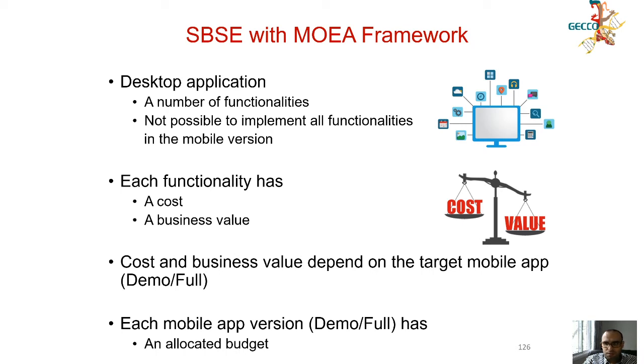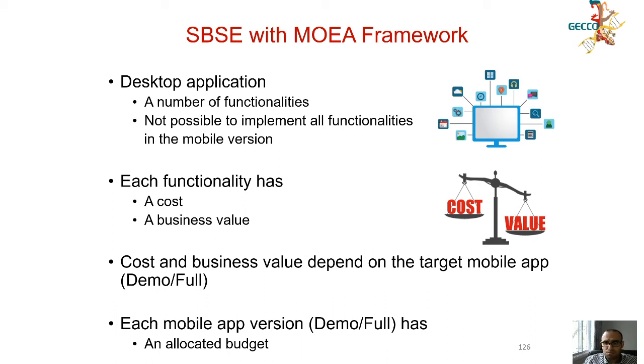For example, a functionality will have a cost of $200 and the business value of 30 in the demo version, but the same functionality can have a cost of 300 and the business value of 50 in the paid full version. This is common in software applications, as paid versions typically provide better quality of service and better features, and may have additional non-functional requirements such as security and performance, which could be costly and could bring more value to the application. Finally, each version has its own allocated budget.